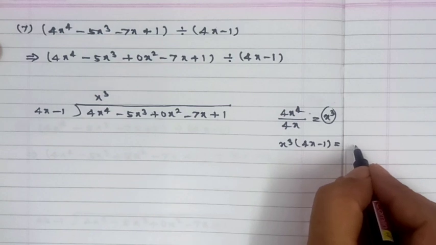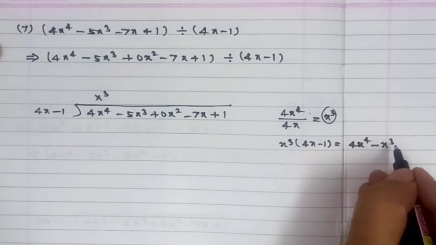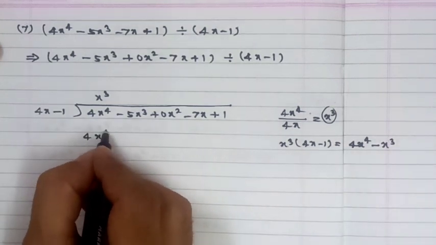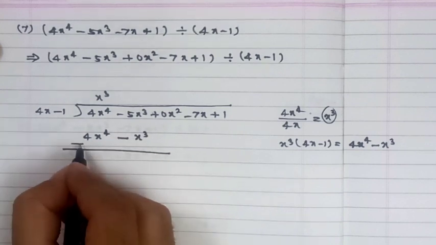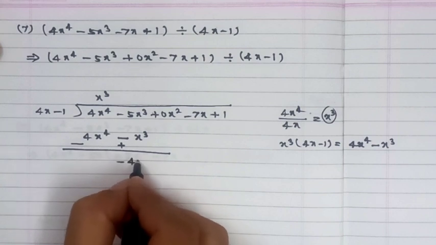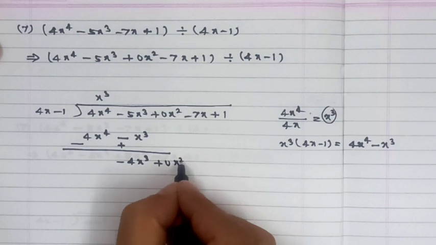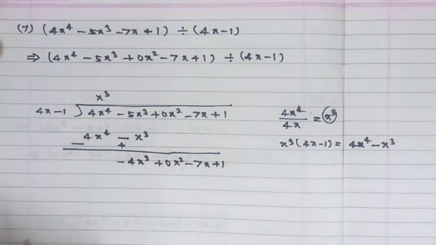You will get 4x raised 4 minus x cube. Write down the same thing here. So 4x raised 4 minus x cube and subtract. When you subtract, sign changes. This is 0 and here we will get 4x cube with minus sign plus 0x square minus 7x plus 1.